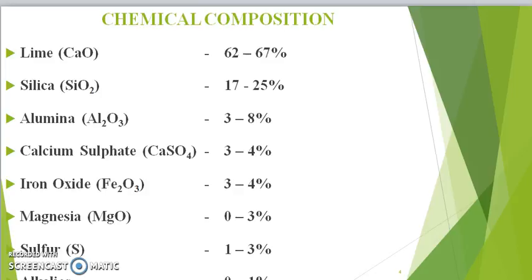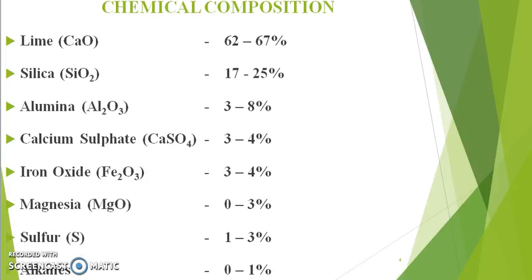The chemical composition: lime is the largest quantity, having 62 to 67 percentage, silica 17 to 25 percentage, alumina 3 to 8 percentage, calcium sulfate 3 to 4 percentage, iron oxide 3 to 4 percentage, magnesia 0 to 3 percentage, sulfur 1 to 3 percentage, and alkali 0 to 1 percentage. In the next slide we will be dealing with the effect of each of these components.